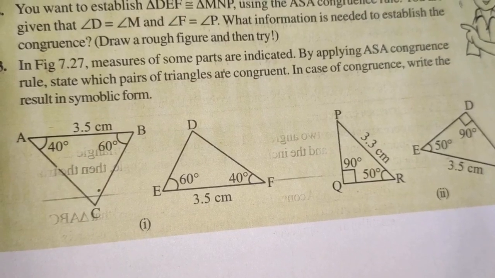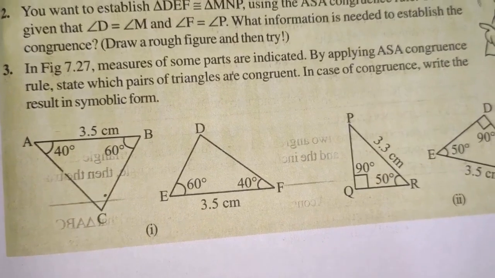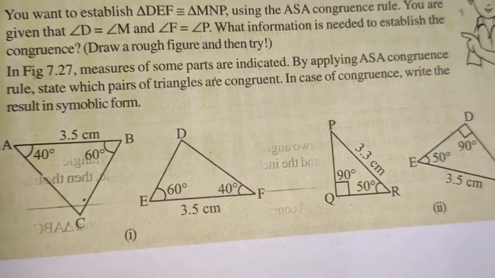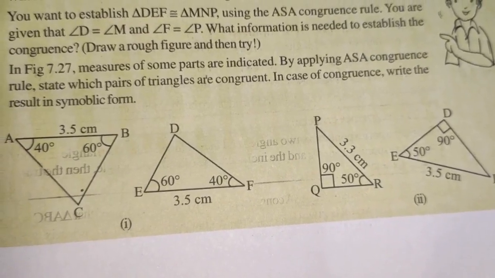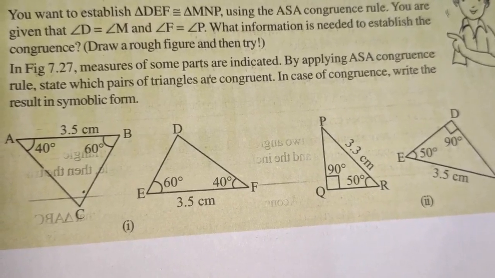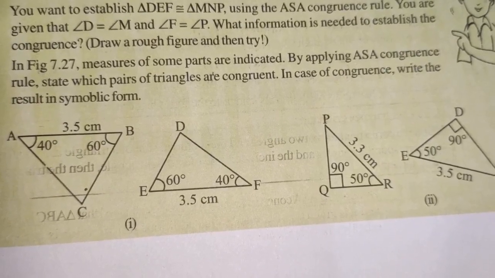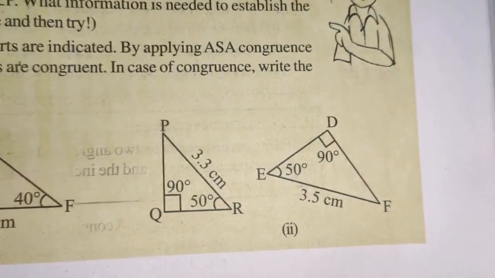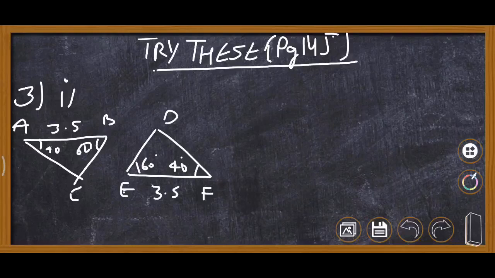This is question number 3. There are two triangles given. One by one we have to solve these parts and then show that these two triangles are congruent and by which congruency rule they are congruent. This is the first part. This is the second part. In the first part, you have to show these triangles are congruent and write the congruency rule by which these two triangles are congruent.